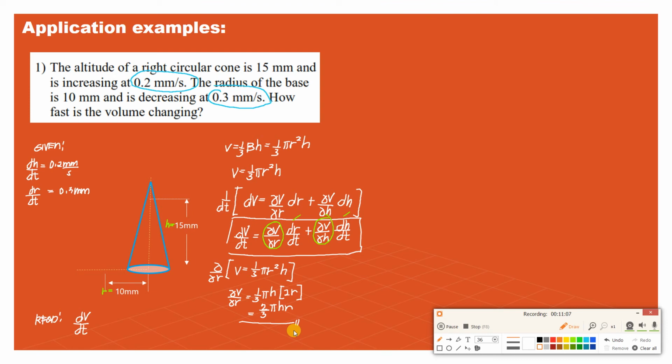Okay, so paano ngayon ang magiging value ni H at saka ni R? Okay, so that's the time na i-apply na natin. So, partial derivative of volume with respect sa radius is equal to 2/3 pi times h. Okay, ang H natin is 15 and our R is 10. So, ano yung magiging partial derivative ni volume with respect kay radius? 100 pi for dV over dr. 100 pi ha.